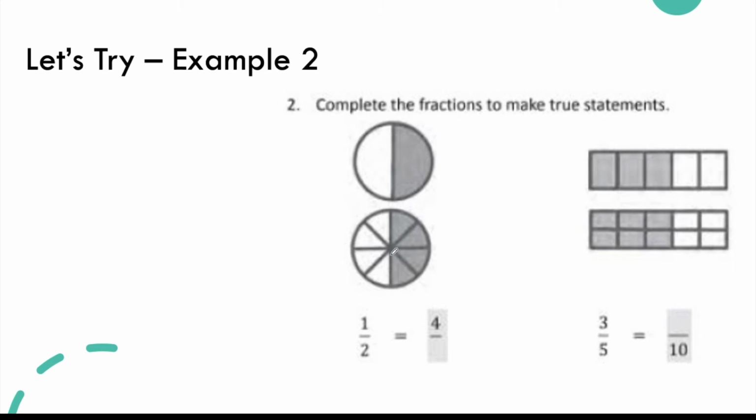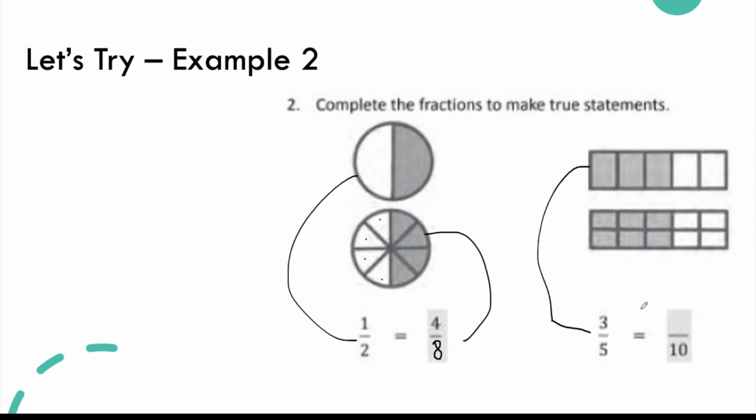So this is my 1/2, right? Right there. Now I need to figure out what this is. For some things, they already filled in the numerator for me. So here's 4, 5, 6, 7, 8. So 1/2 is equivalent to 4/8. Now let's take a look at this one. 3 equal pieces shaded out of 5.